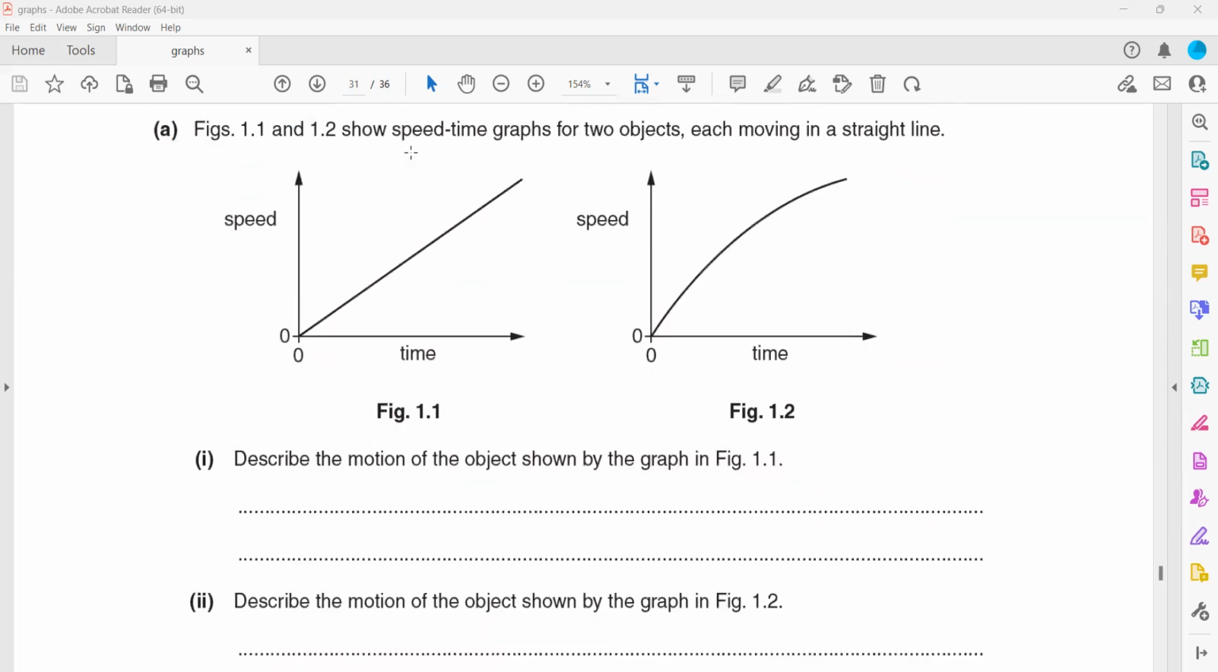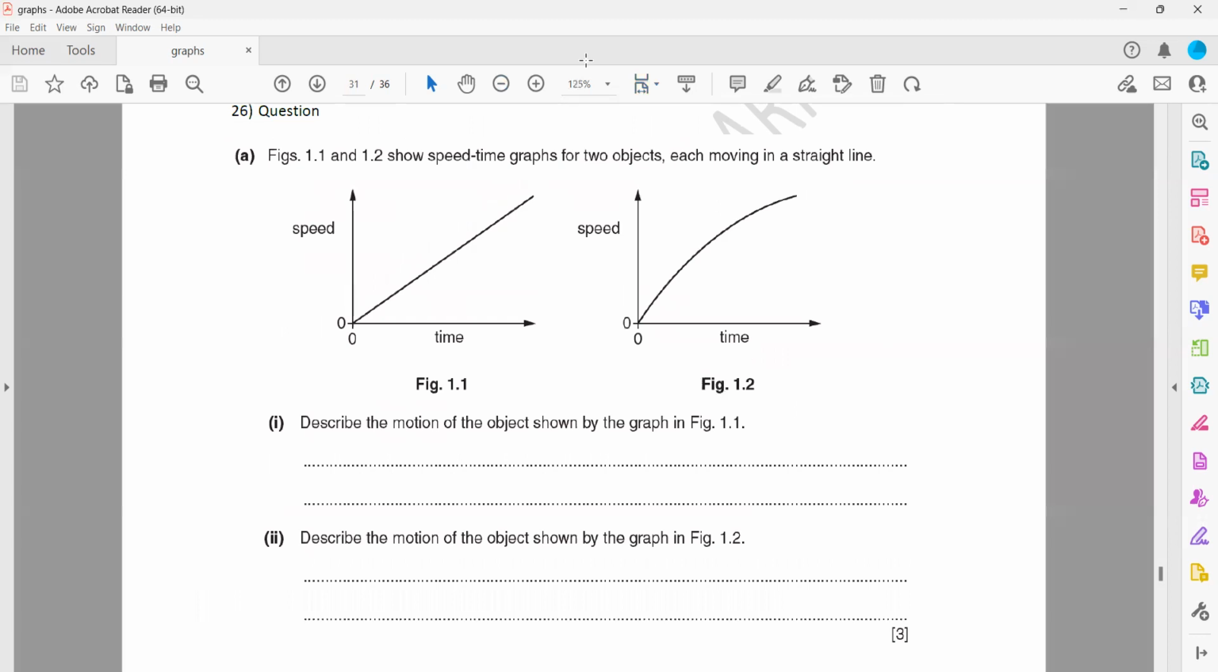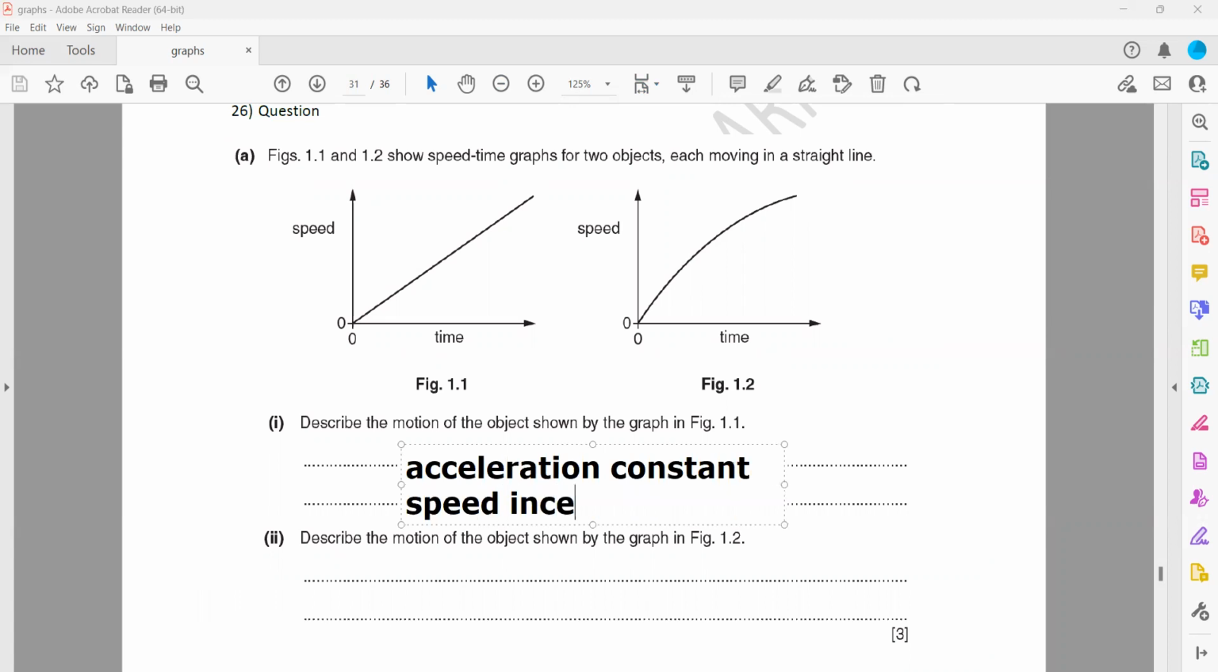Then there are two speed time graphs. So the first one, because it's a straight line, the speed is increasing, but the acceleration is constant, because it's a constant gradient. So the acceleration is not changing and the speed increases.